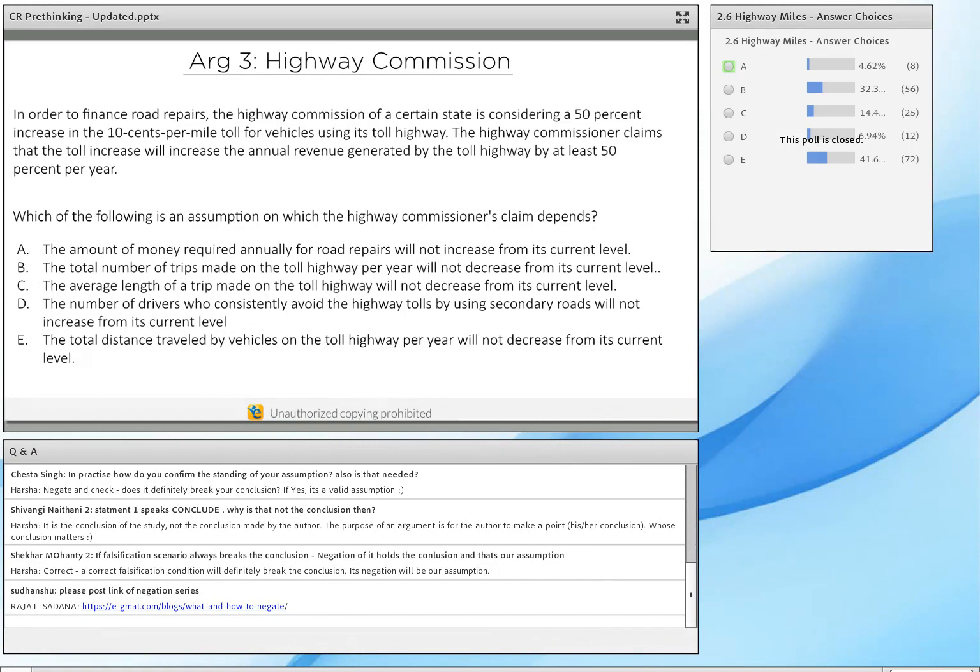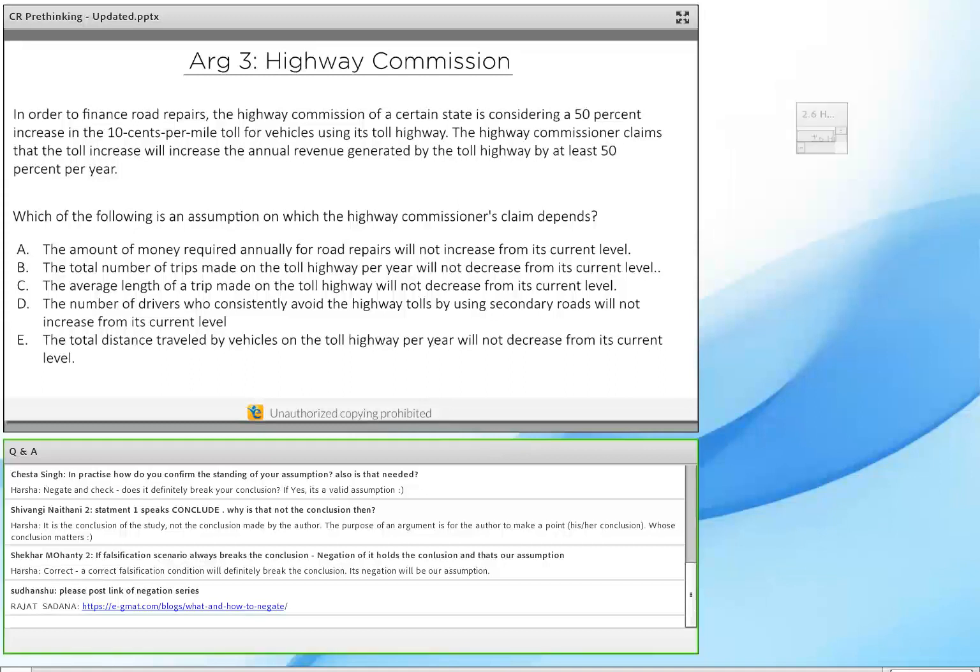I'm going to broadcast the results. And what we see over here is you have choices B and E. They're very popular. And choice C is reasonably popular as well. So we're going to focus on this. Let's put out another poll over here.